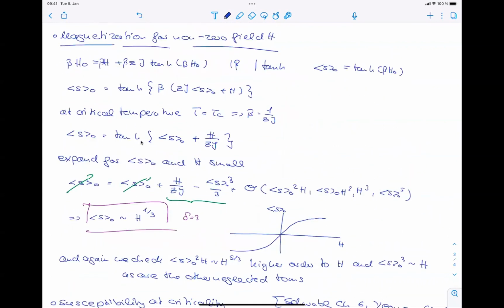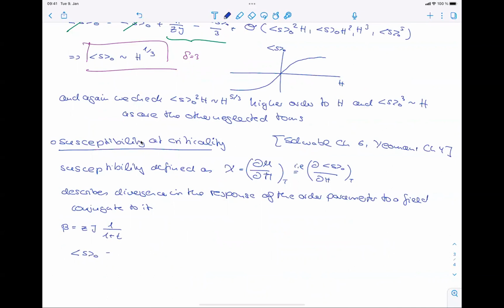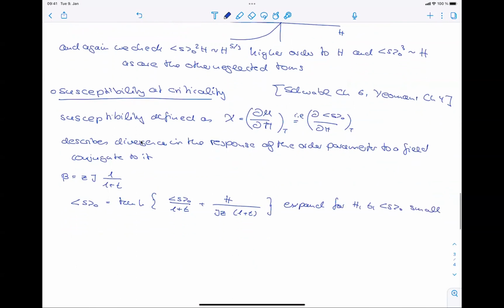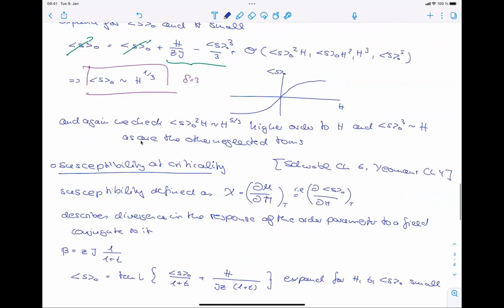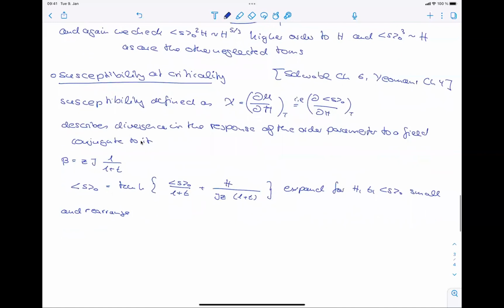And so if I now plug this in here, I can write this equation as, and then plus H over JZ 1 plus T. Okay, again, implicit equation, and so we expand for H, T, and S naught small, which looks very similar to the above expressions, rearranging to find that we can write the field as T S naught.